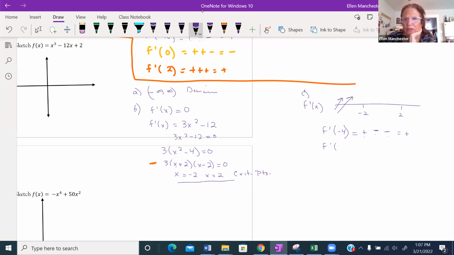Then I'm going to test in between. So again, I have a negative to a positive, so I can use 0. The 3 is positive. 0 plus 2 is positive. And 0 minus 2 is negative. So now I have an odd number of negatives, which makes this go downhill.